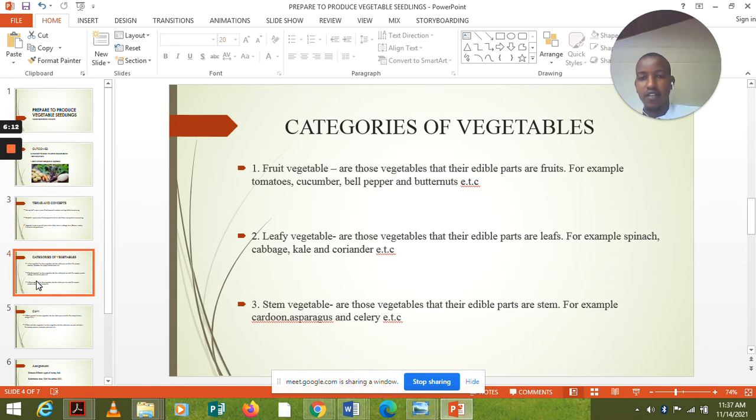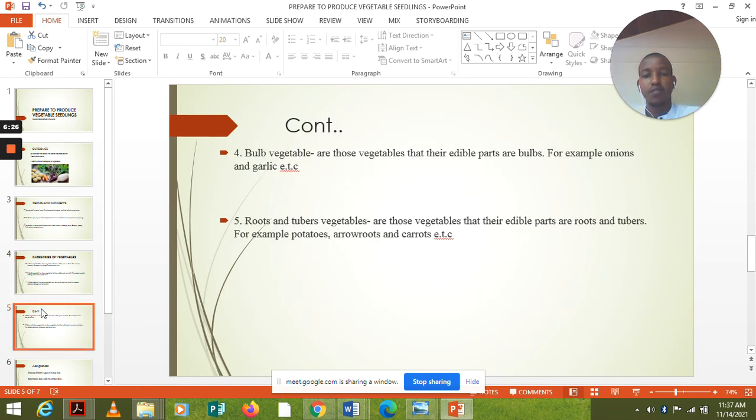And then we have the stem vegetables, those whose edible parts are the stem. So we have the bulb vegetables, those whose edible parts are the bulbs, that is the onions, the garlics. Then we have the roots and tubers vegetables. Those are the vegetables whose edible parts are the roots and the tubers, e.g. arrowroots, carrots and potatoes.